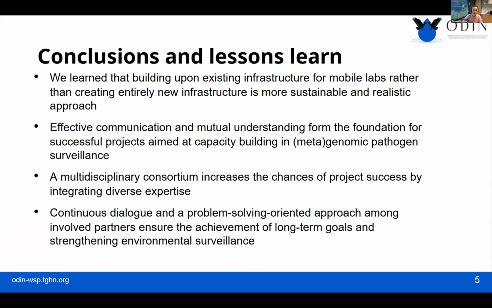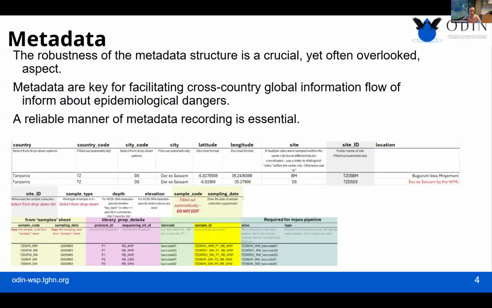There are some examples of the metadata that we have been working on, because those were very complex: a description of the site, a description of the library, and we also had to have separate metadata for qPCR detection. So there was a lot of work related to that. Next slide, please.